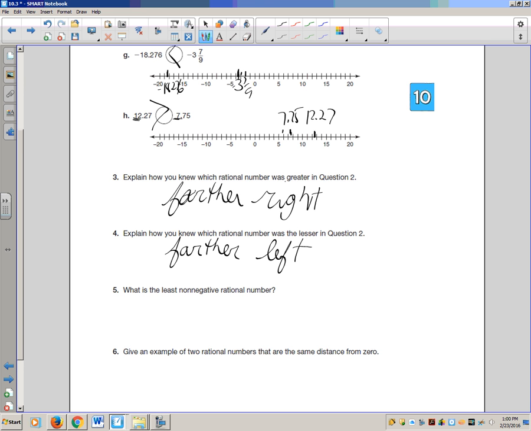What is the least non-negative rational number? Non-negative rational number. Did you think about it before I read it? 0.